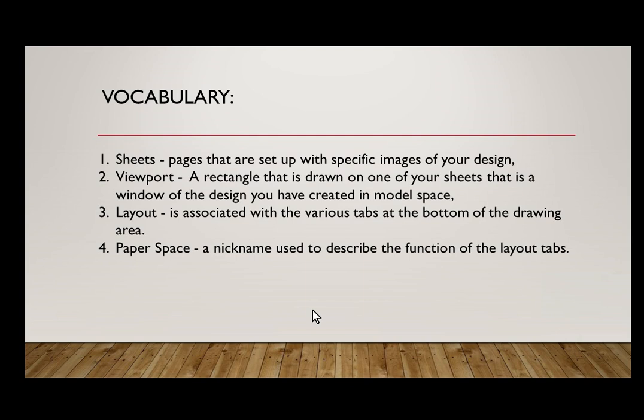Layout is associated with the various tabs at the bottom of the drawing area. By default, AutoCAD names the tabs Layout 1, 2, 3, and so on. But you can change them to represent what is actually on the layout sheet. Paper space, a nickname used to describe the function of the layout tabs. Basically, what's on that tab is what's going to show up on paper.